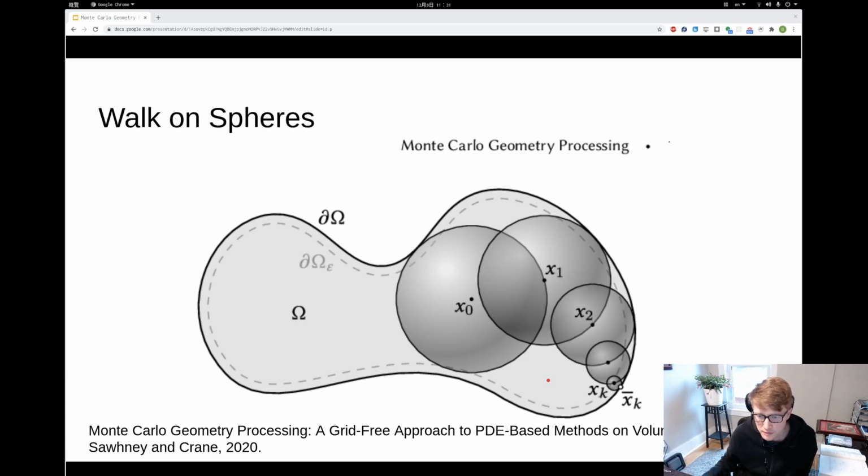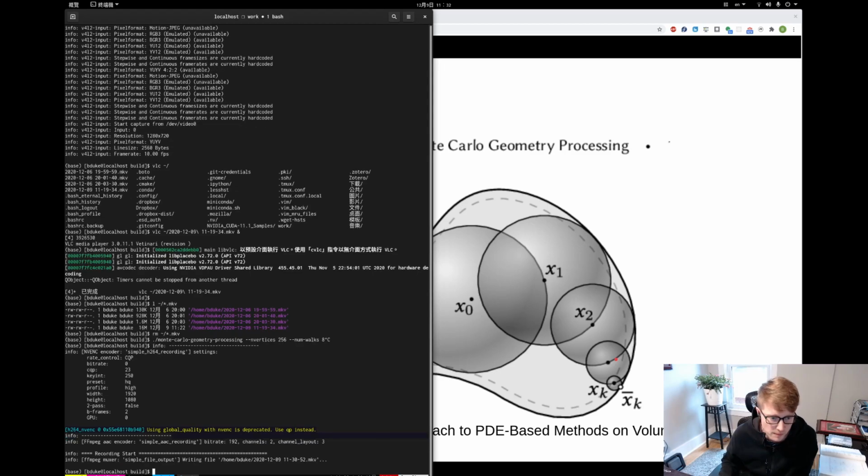As shown here, we start at x0 and successively sample boundary points x1, x2 until we get to point xk, which is close enough to the boundary where we know the value of the function. So now I'll show you my demo.